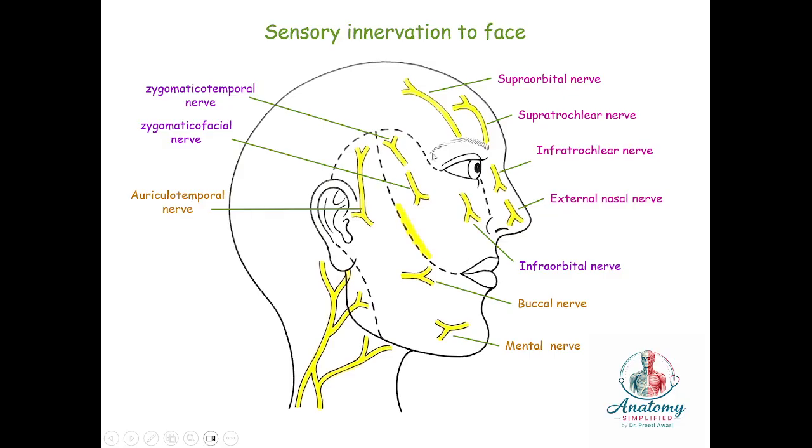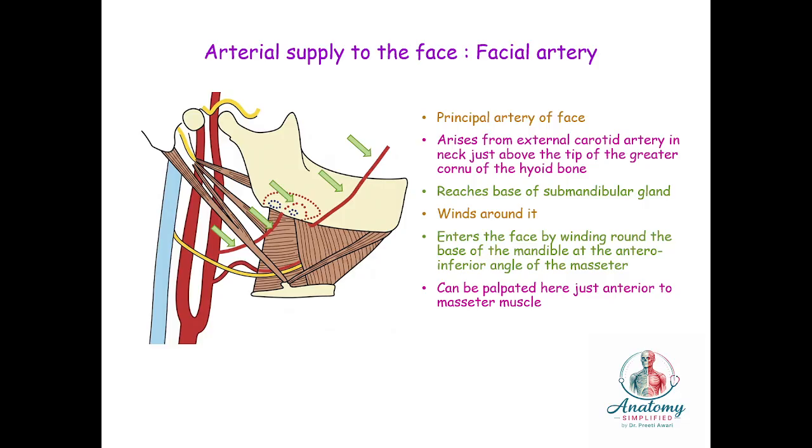Branches from maxillary division, main continuation of maxillary called as infraorbital nerve. Then we have zygomaticotemporal, zygomaticofacial nerve. Branches from mandibular division, we have mental nerve, buccal nerve, and auriculotemporal nerve. So we have done with the sensory innervation. Now we'll see the arterial supply to the face.